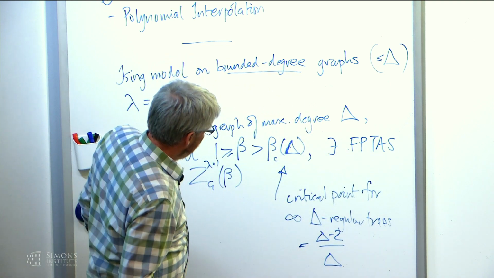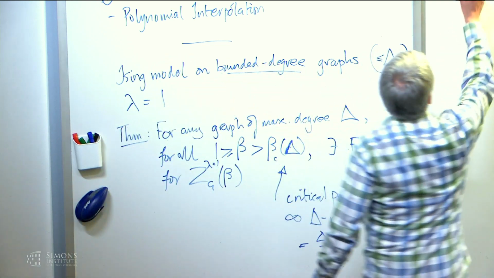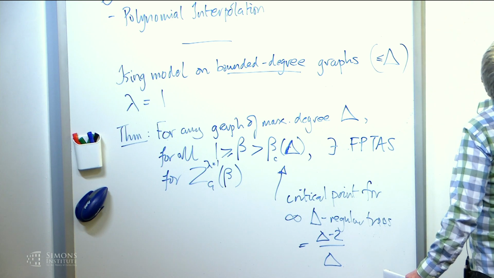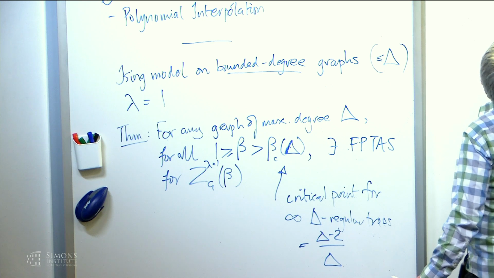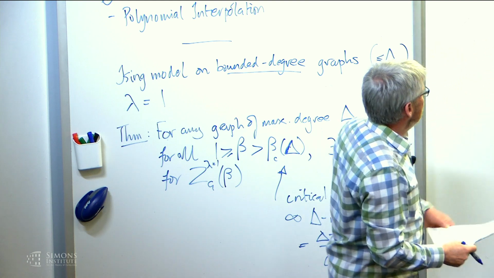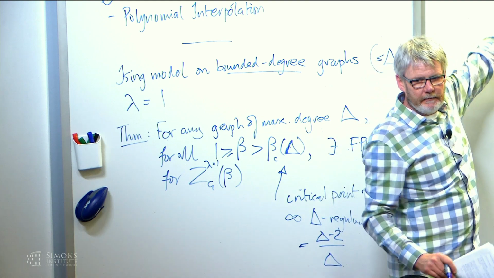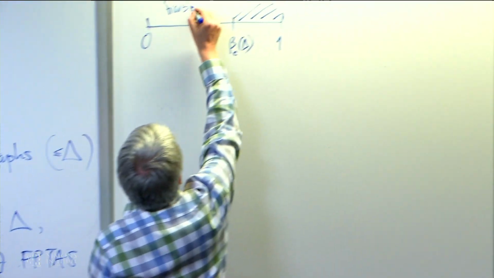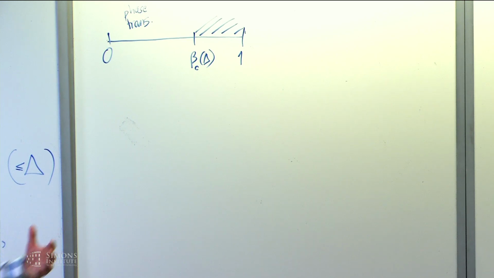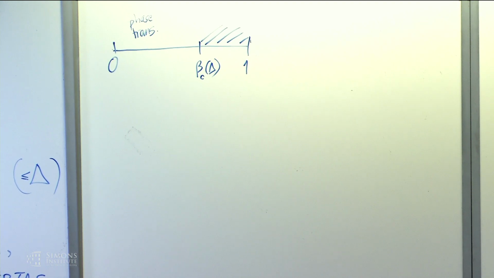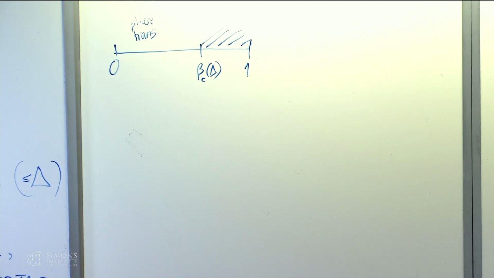So we're in the ferromagnetic regime. There's this beta critical, and we're talking about betas in this regime where we have no phase transition. We have phase transition down here, and no phase transition up here. So it goes all the way up to the point where phase transition starts. We have a deterministic algorithm.